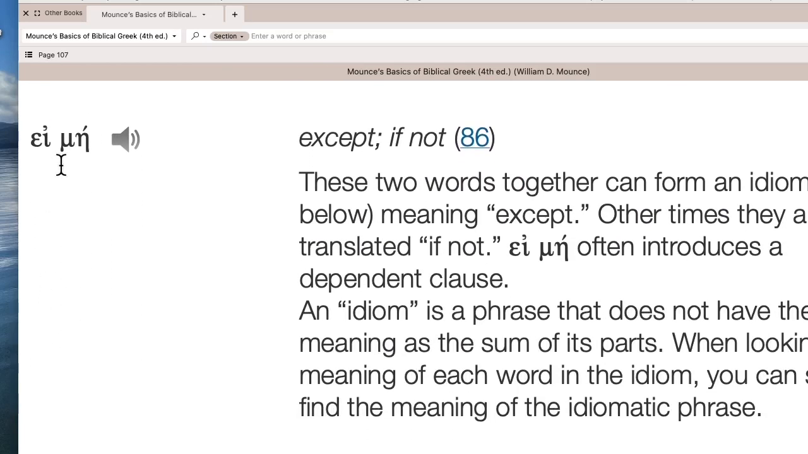The next is the same particle, the same word ei, plus me, a form of negation. Ei me, and notice the accent here on me, ei me, and it means most often except, perhaps if not, depending on the situation.